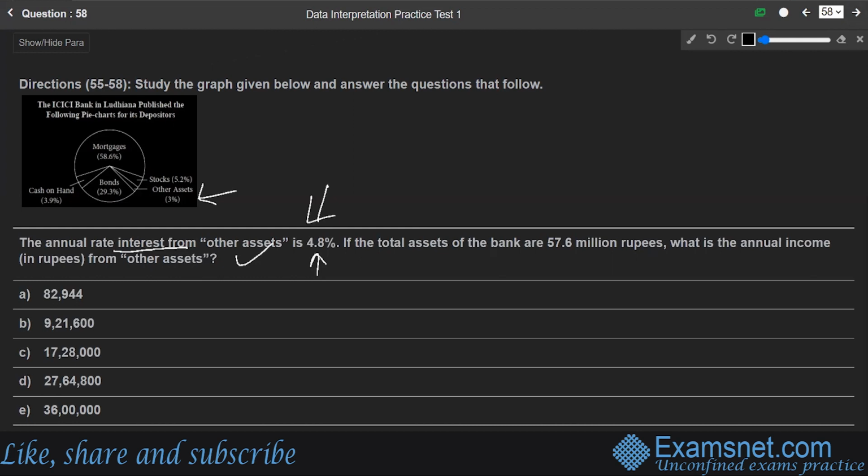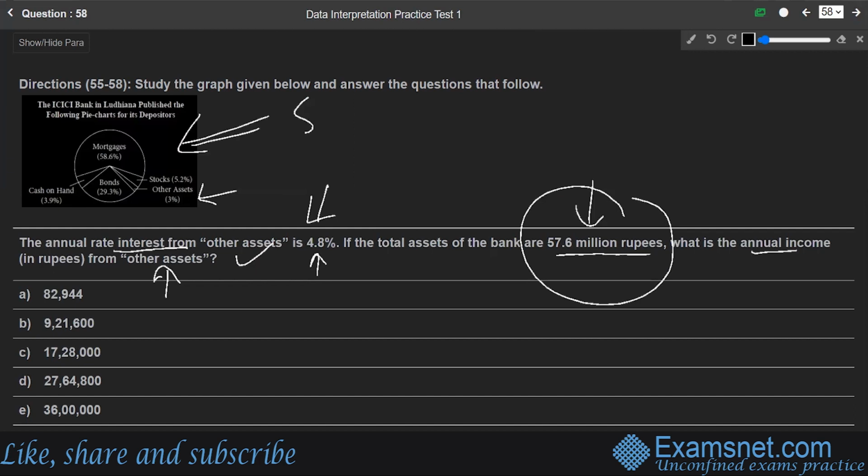If the total assets of the bank are 57.6 million rupees, the total asset value has been given for the very first time as 57.6 million rupees. What is the annual income in rupees from other assets? So the total value has been given as 57.6 million. This distribution is of 57.6 million rupees, which can be distributed in different components. And he's saying the interest on the asset is 4.8%. So what is the interest? What is the money earned?